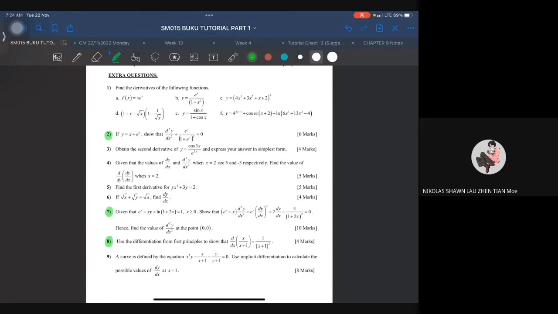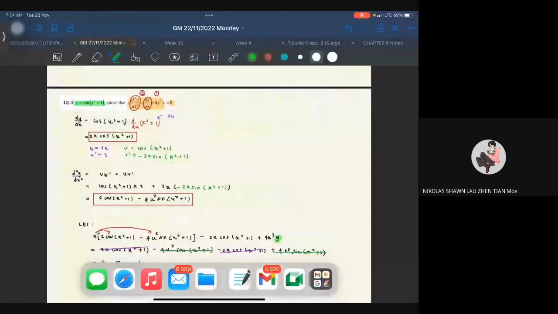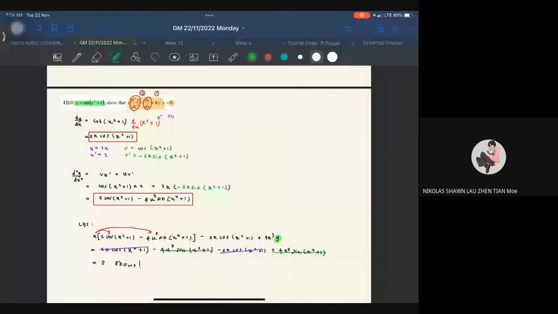Okay, so soalan-soalan macam ni memang akan keluar masa PSPM. So awak mesti biasakan diri awak. Cari first derivative and then cari second derivative. So masukkan dalam equation mesti dapat apa yang dia nak kita showkan. Okay, so itu sahaja untuk soalan nombor 12. Alright, so kita teruskan kepada soalan lain.